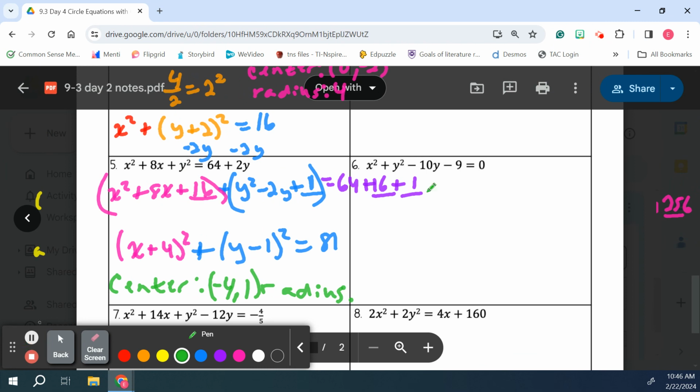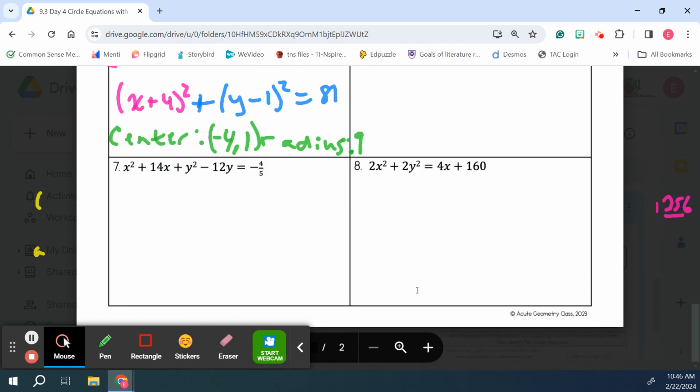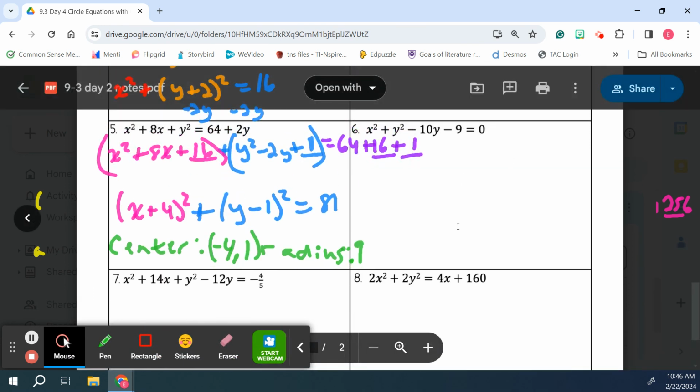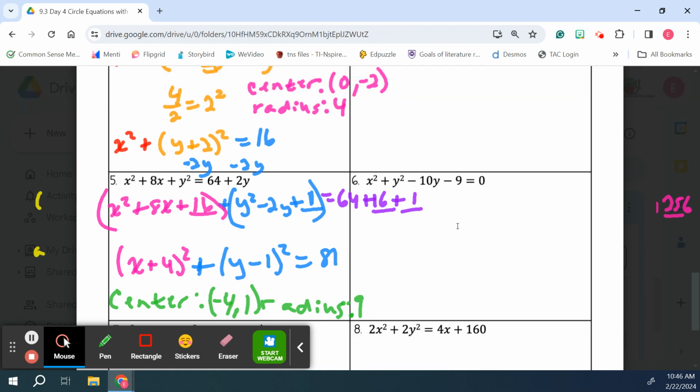And what's the radius? Broden, what's the radius here? 9. Good job. All right, what I'd like you guys to do right now is I want you to try 6 on your own, okay? Try 6 on your own. I'll give you a few minutes to do that.